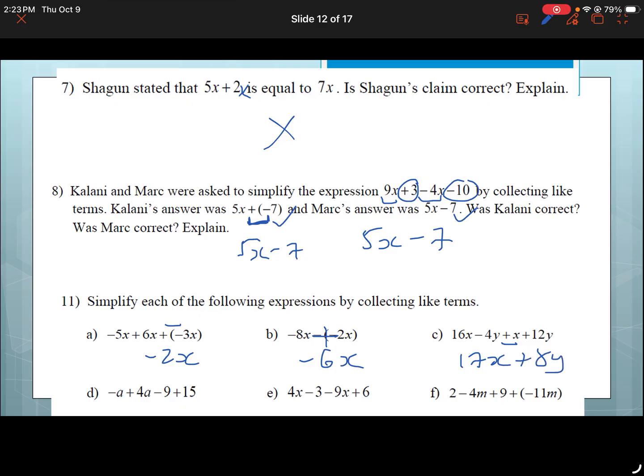Negative a plus 4a is 3a. Negative 9 plus 15 is 6. 4x take away 9x is negative 5x. Negative 3 plus 6 is plus 3. And then 2 plus 9 is 11. Negative 4m take away 11m is negative 15m.